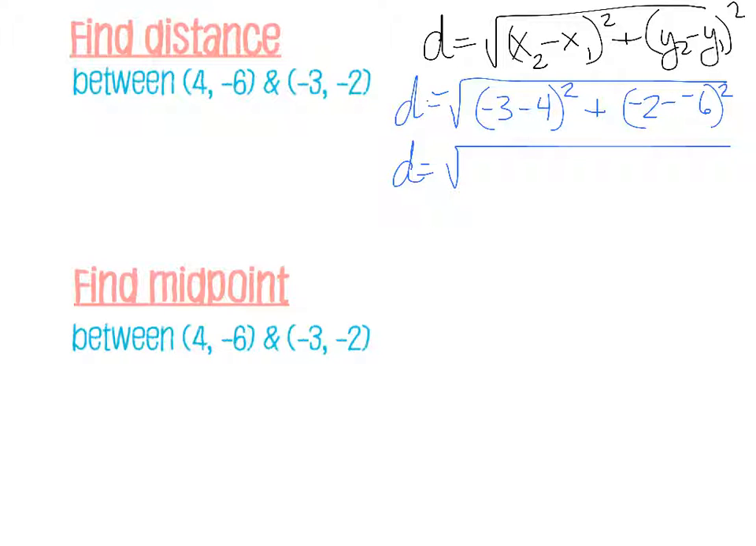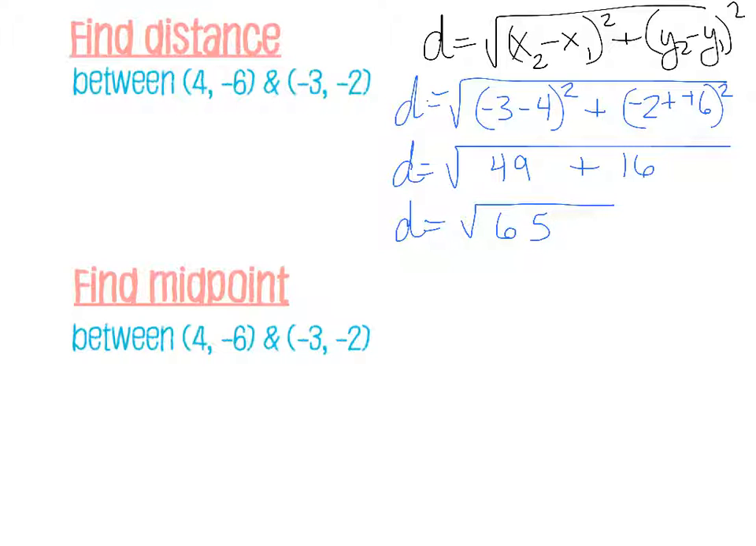-3 minus 4, that's a -7. And -7 squared is 49. Plus, I'm going to do a change here. So now that becomes a -2 and a +6, so that's 4. And 4 squared is 16. You add your 49 and your 16 to get a 65.